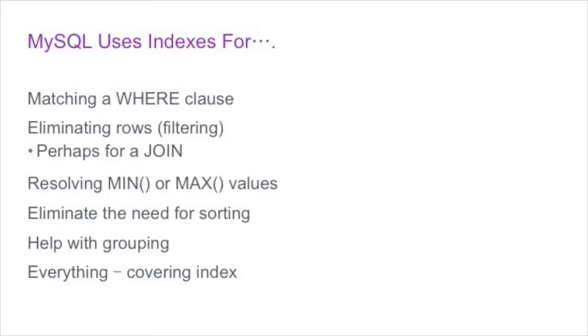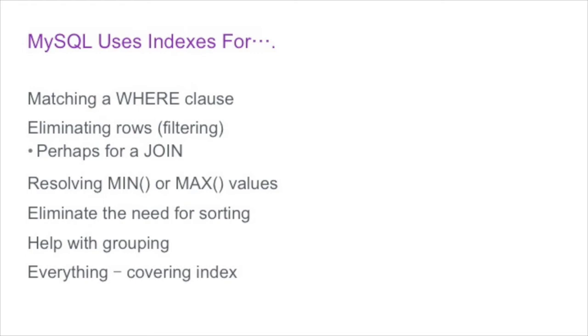Now, what does MySQL use an index for? It uses it for matching a where clause, right? So if I want something where foo is 11. It uses it for filtering, so eliminating rows, which you might say, well, isn't that matching a where clause? But when you're talking about joining two tables, you want to do some row elimination there, right? Perhaps for a join. Resolving minimum and maximum values.